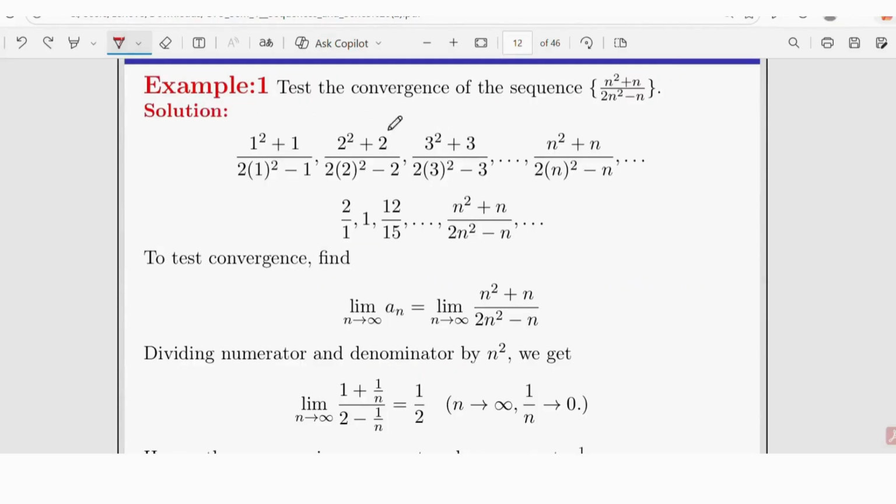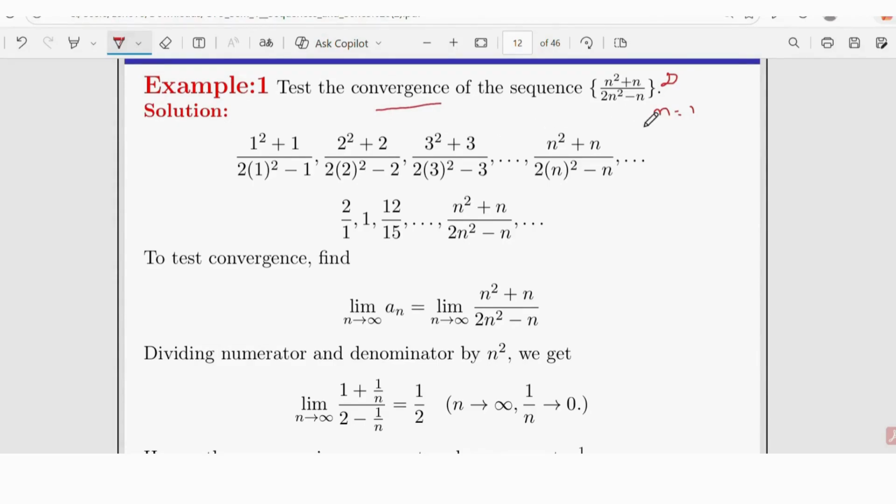Example number 1. Test the convergence of the sequence in curly brackets (n square plus n) upon (2n square minus n). So this one is a sequence. Here small n varies from n is equal to 1 to infinity, and this n is nothing but a natural number. First we put n equal to 1, n equal to 2, and so on. So this one is a sequence. This is the nth term of the sequence, and we have to check whether the sequence is convergent or not.